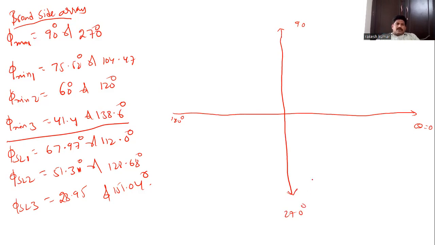First, we draw the nulls. The first null is at 75 degrees and 104 degrees. So 75 degrees means you get it like this. I will draw it with a dotted line.